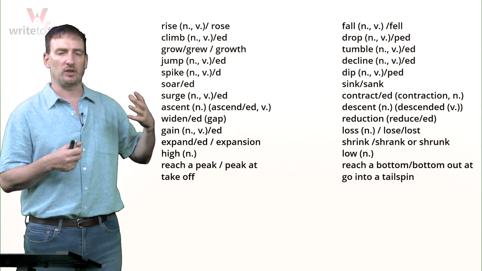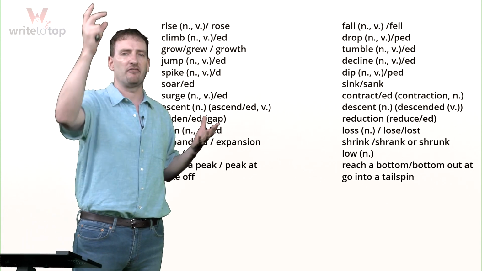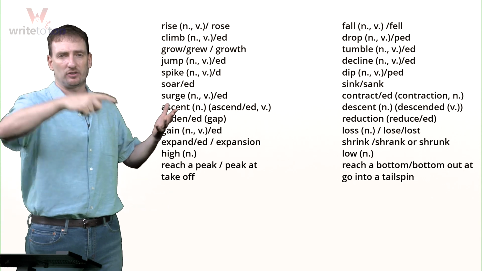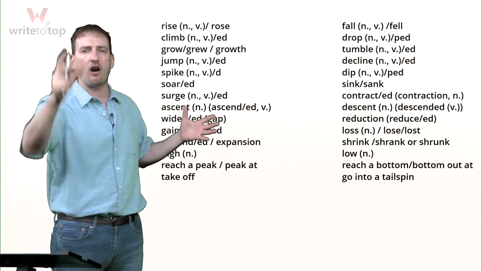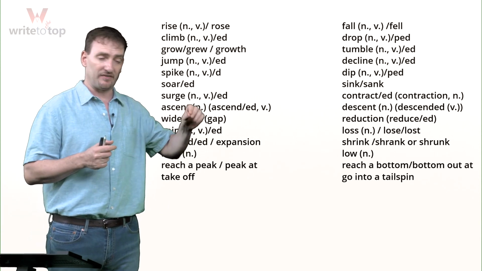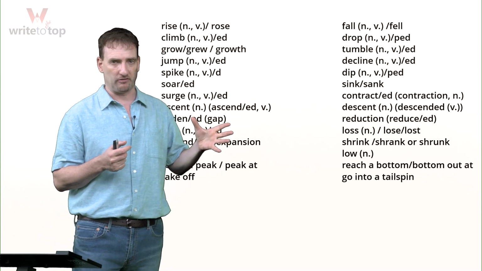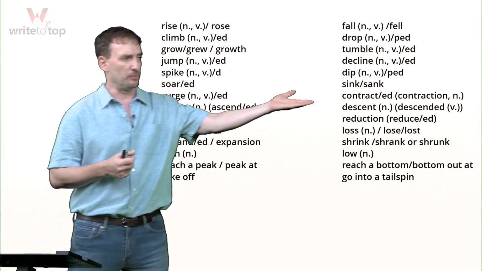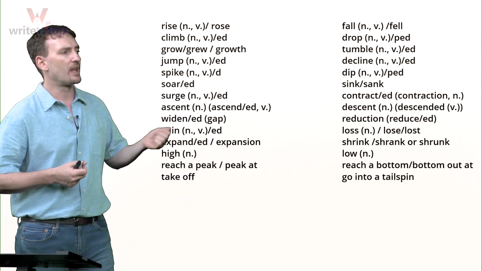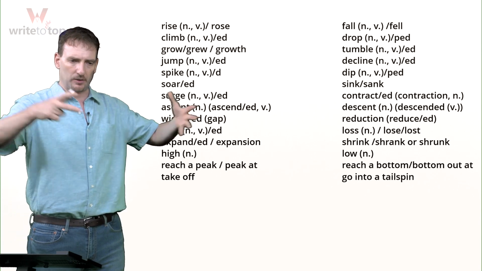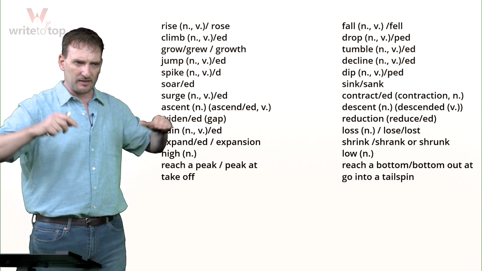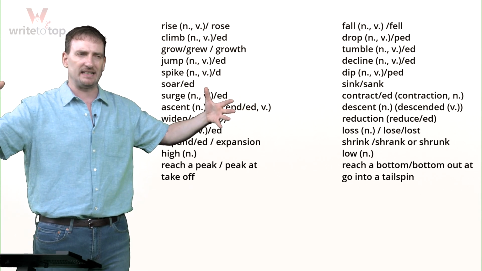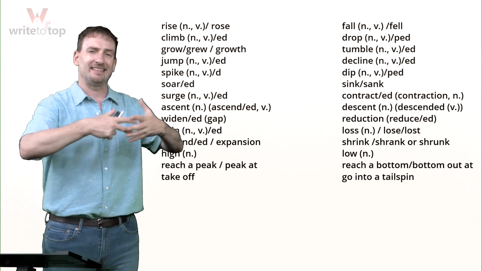Not as common, but you can talk about the general ascent of revenues over the span of 10 years. In that case, you're talking about the overall movement instead of particular moments along the graph. You're talking about the general increase. And the opposite would be descent or descend. Widen, when you're talking about getting bigger, but you're not talking about ups or downs, you're talking about basically a share of something or a density.